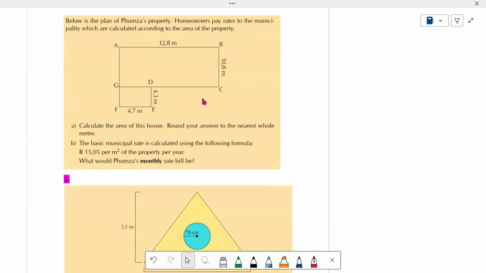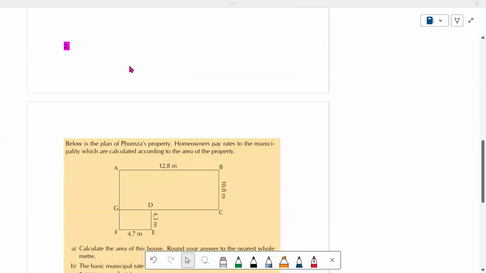Also, if you're given a rate, something per something, that's a rate, né? Write that rate as an equation, write that rate as a statement. It makes it easy for you to also answer questions that are given to you.